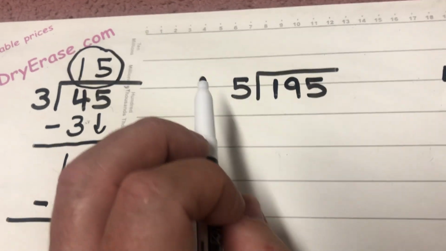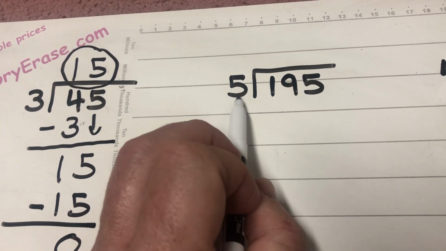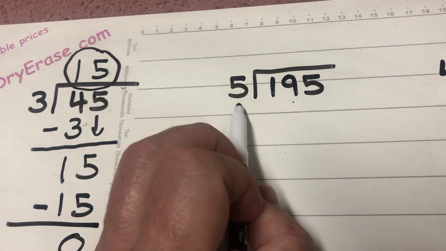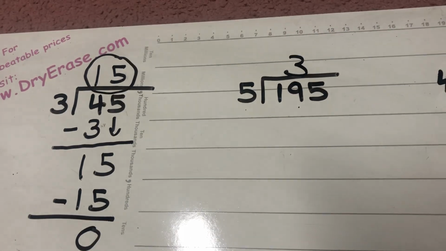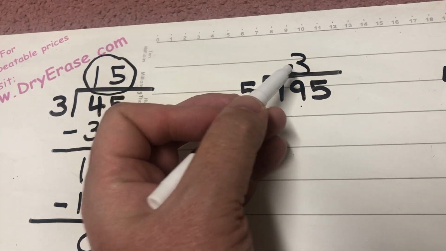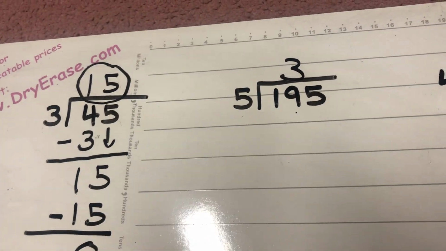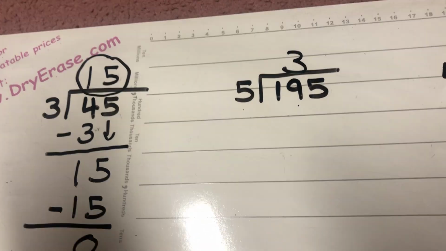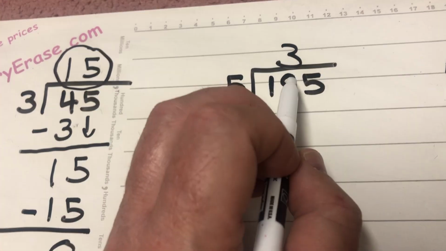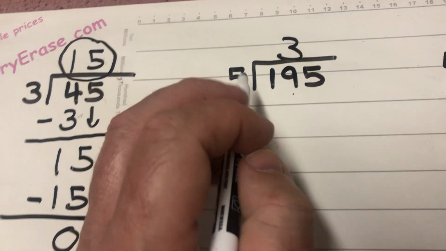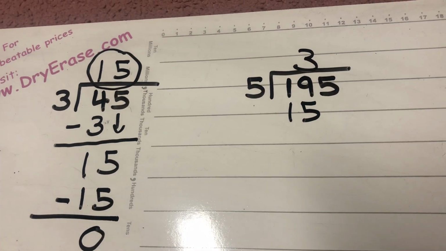195 divided by 5. Now this one's a little different because 5 can't go into 1. But 5 can go into 19. And I think that 5 can go into 19 3 times. Notice how I put my 3 above the 9. If I put a 3 above the 1, that means I'm taking 5 into 1 3 times, and that's not what I'm doing. I'm taking 5 into 19 3 times. Sure enough, I go to 3 times 5, which is 15.